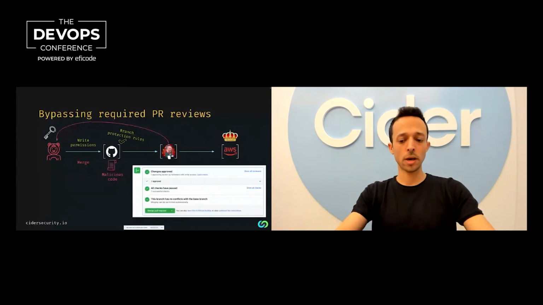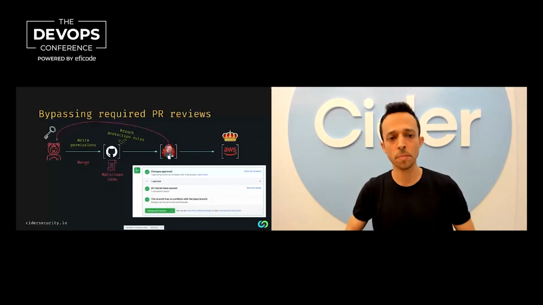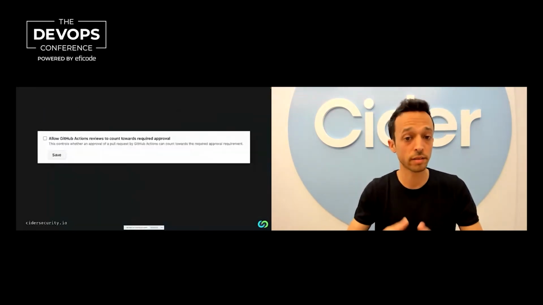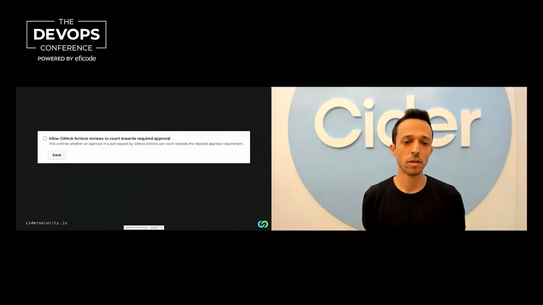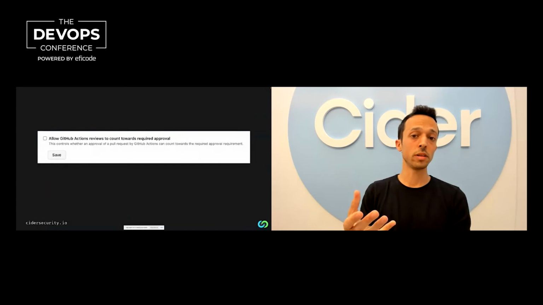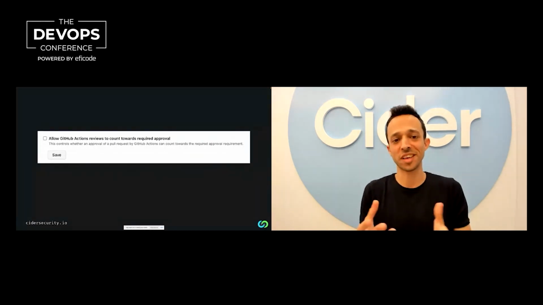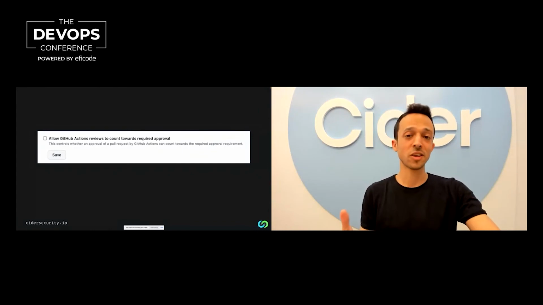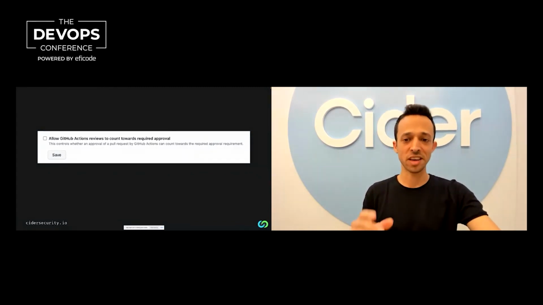Actually, we reported this vulnerability to GitHub a few months ago through their bug bounty program. They acknowledged it and released a fix that allows you to restrict Actions reviews from being counted towards approval in pull requests. You just need to know that it's not set securely by default in existing organizations. So I recommend you have a look at your organization settings and check this new setting.